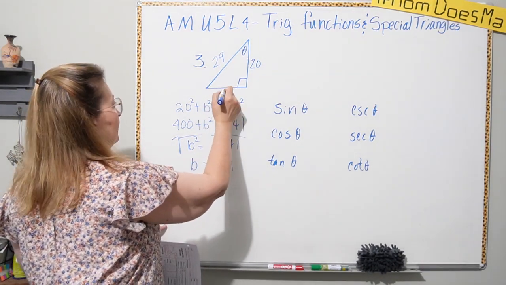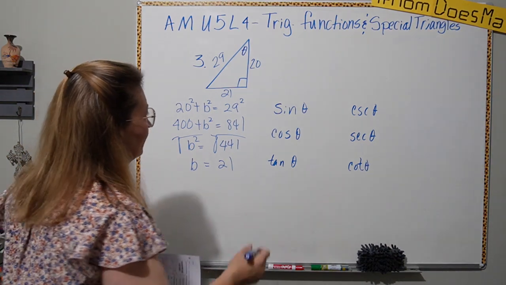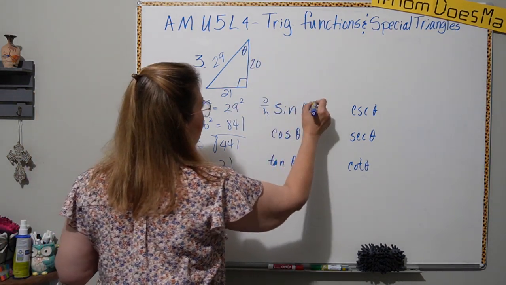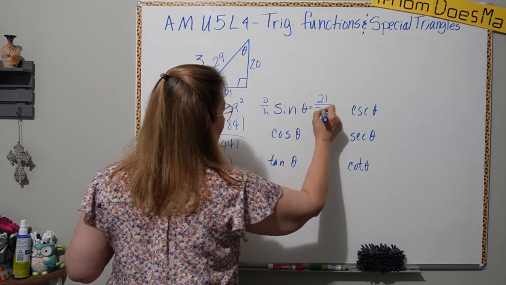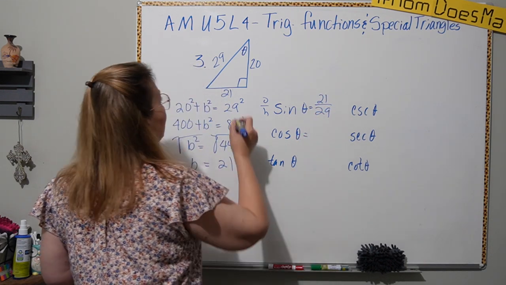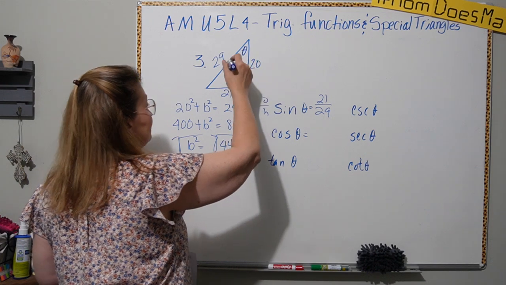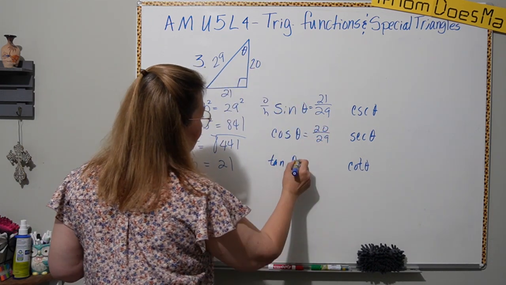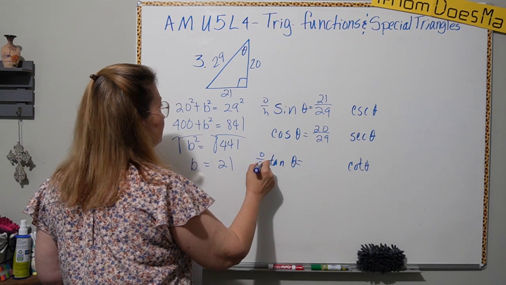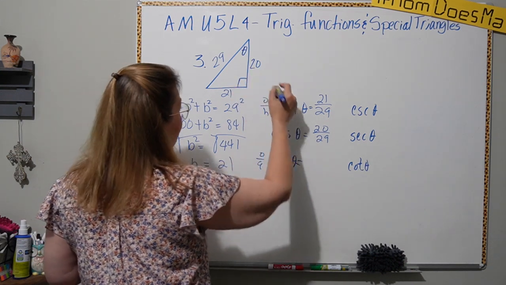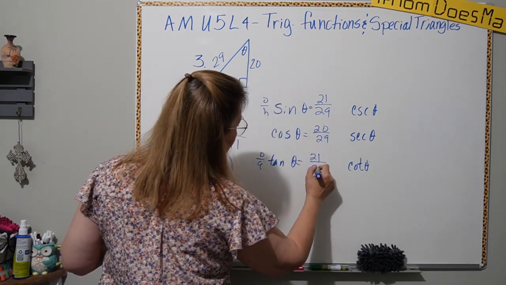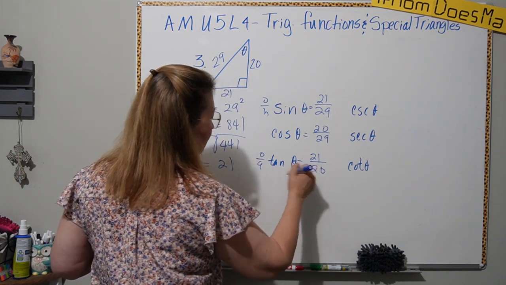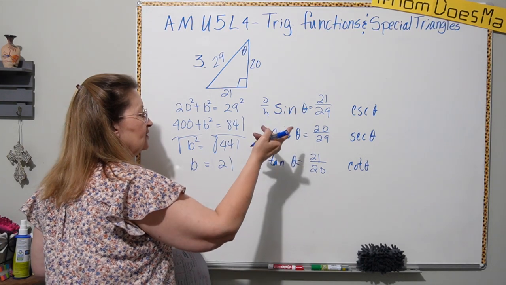Now this side is 21. Now we're ready to fill in. If sine is opposite over hypotenuse, that's going to be 21 over 29. And cosine is going to be the side adjacent over the hypotenuse, so that's 20 over 29. Tangent is your side opposite over your side adjacent, so that's 21 over 20. Nothing reduces down. There's no radicals to worry about, so now let's just flip it.